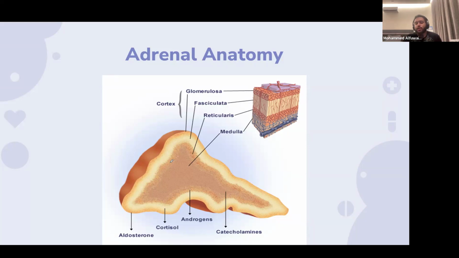Now, for the hormones they secrete, glomerulosa secretes what main hormone? Aldosterone, excellent. Now, fasciculata, what's the main hormone that it secretes? Cortisol. Reticularis, androgens, excellent. Medulla, what does it secrete? Catecholamines, most commonly epinephrine, okay? So that's pretty much the secretions.